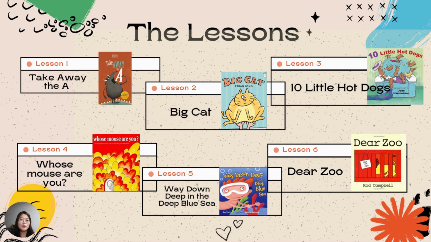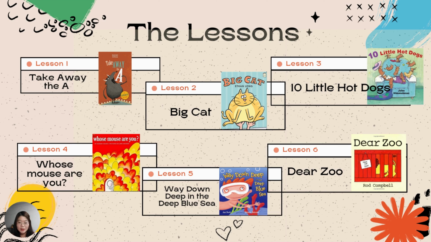And lesson 4 is Whose Mouse Are You? This is about the family names. They need to learn family names and also the prepositions of location like from, inside, in, out of, something like that. And lesson 5 is Way Down Deep in the Deep Blue Sea. So they can not only learn the words of sea animals, but also the chants, like the way down deep in the deep blue sea. So it's a rhyme word. I spy a seahorse racing by me. Me is also another rhyme word, something like that.